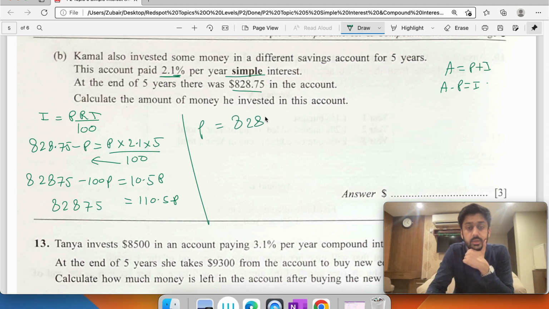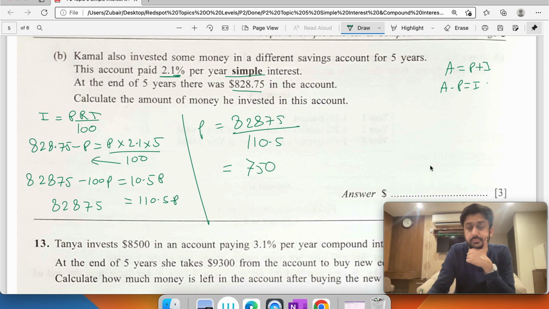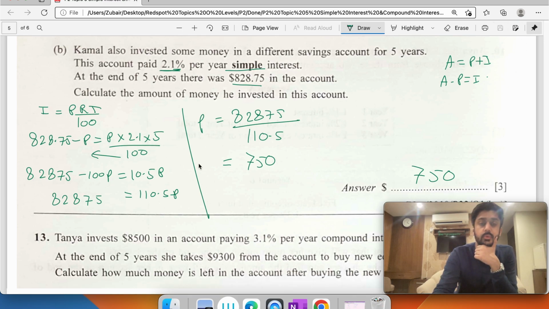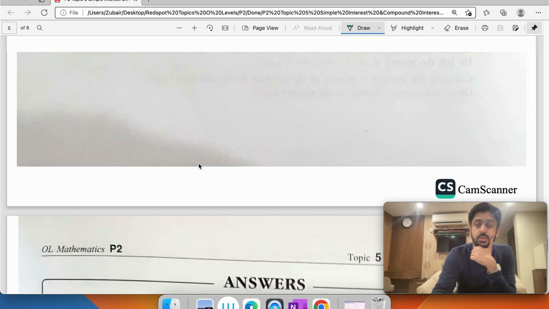Principal equals 82875 by 110.5. 82875 divided by 110.5 is 750. 750 was the invested amount. Okay, how many questions? Last one more.